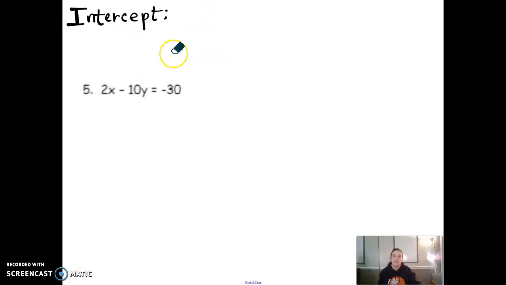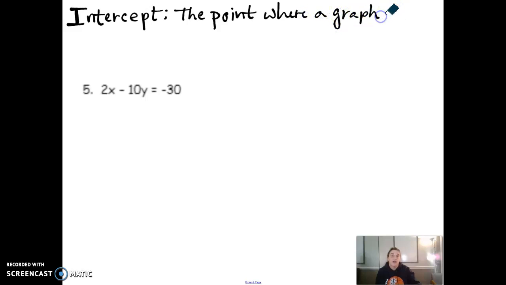So today we are continuing our review with intercepts and slopes. So an intercept is the point where a graph crosses an axis. So the point where the graph of a line crosses an axis. So we have the x-intercept and the y-intercept.